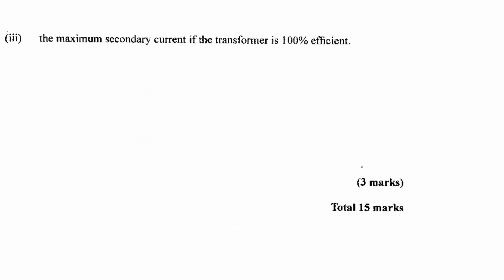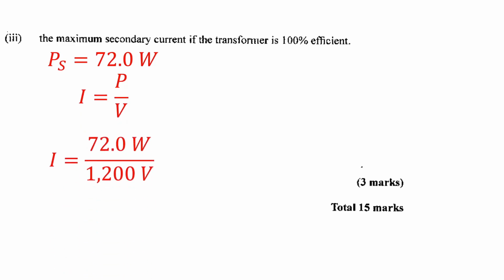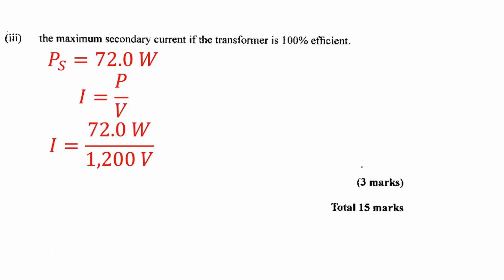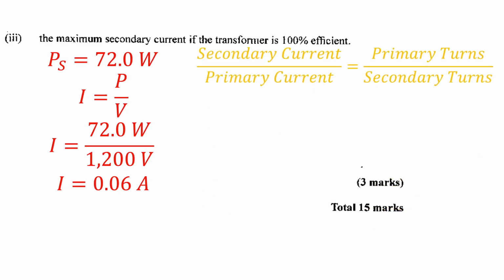Part 3, the maximum secondary current if the transformer is 100% efficient. So we know the secondary power is 72.0 watts. We can rearrange the formula to have that the current is power divided by voltage. So 72.0 watts divided by the secondary voltage of 1200 volts will give us that the secondary current is 0.06 amperes.